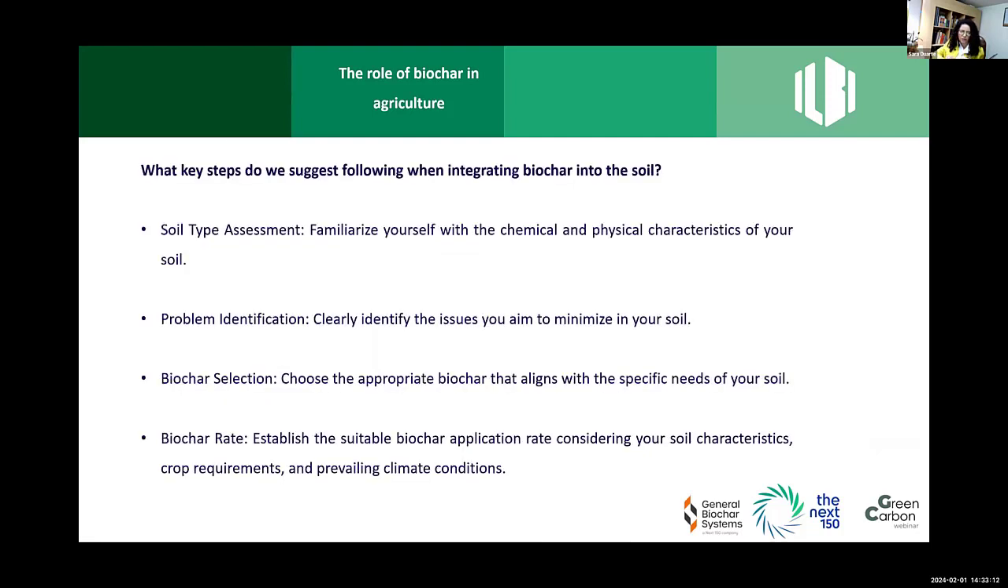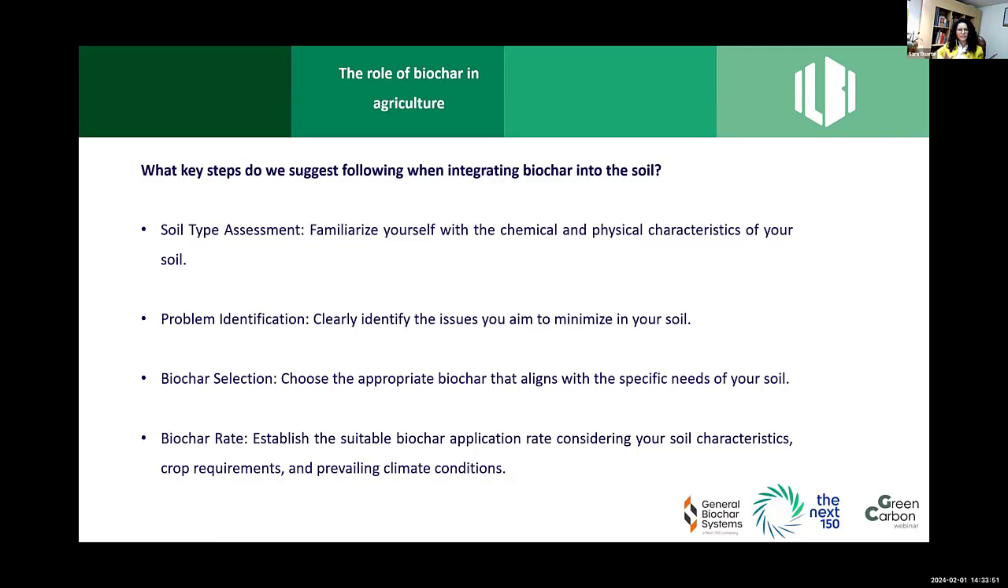The next 150 suggests some key points in order to apply biochar into the soil. Of course, there are a lot of points. Here we highlight the main ones that we consider important when we apply biochar in the soil. First, look at your soil. Familiarize yourself with the chemical and physical characteristics of your soil. This is essential. Understand your soil and identify your problem. What's the problem that I want to resolve with my biochar?